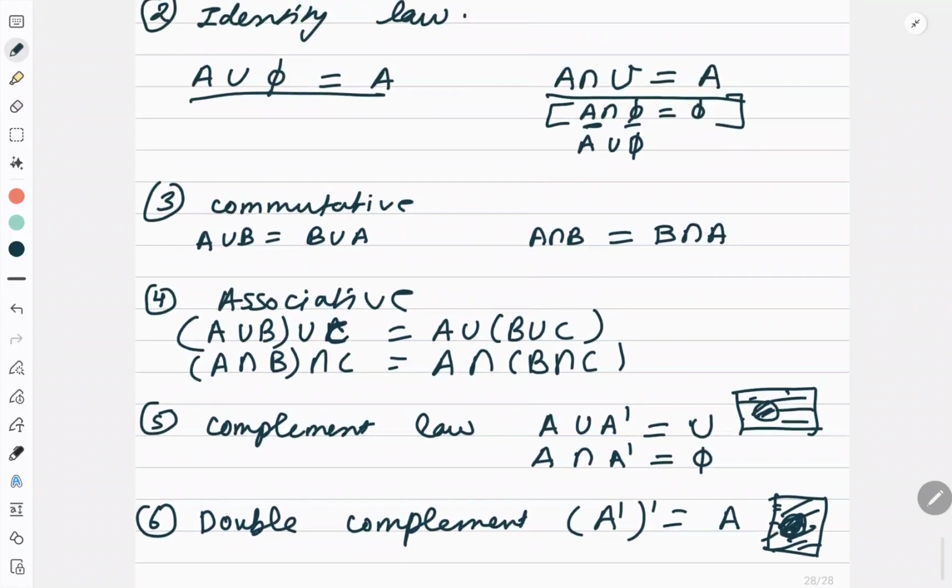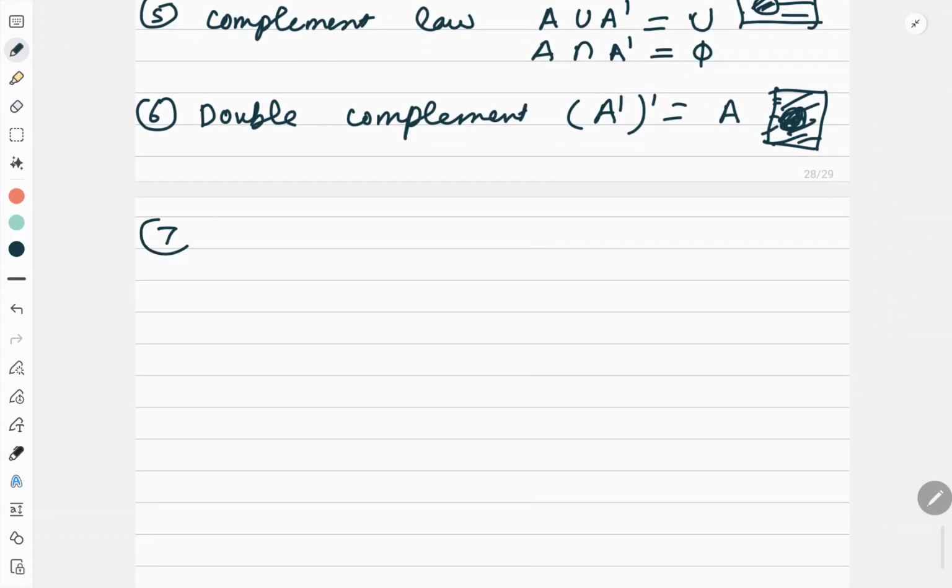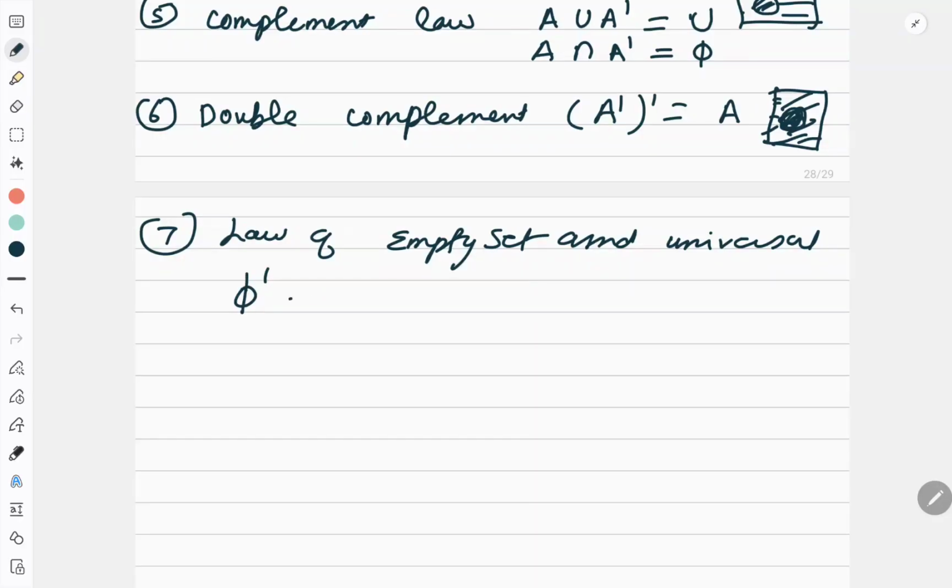Okay. Then you have the seventh one, the law of empty set and universal set. That is, if I take the null set complement, it will be the universal set. If I take the universal set complement, it will be the null set.